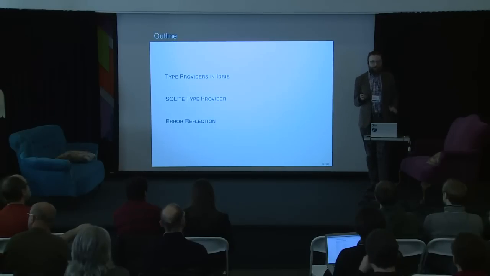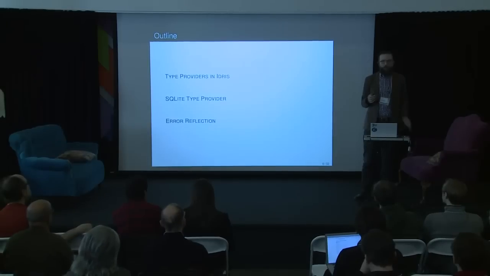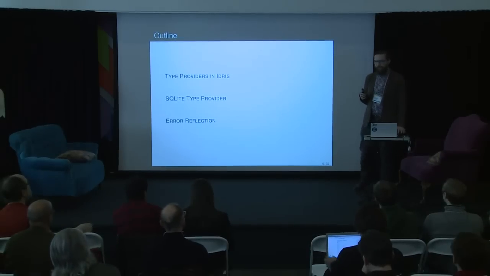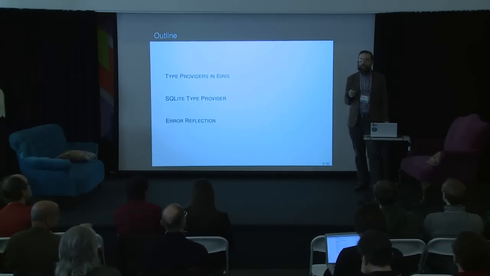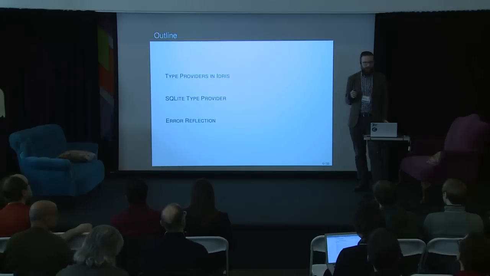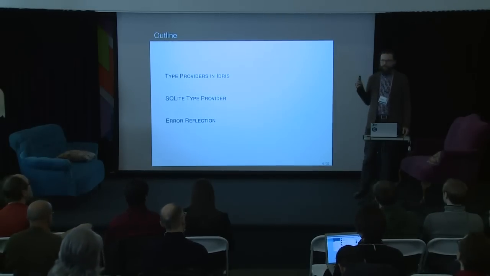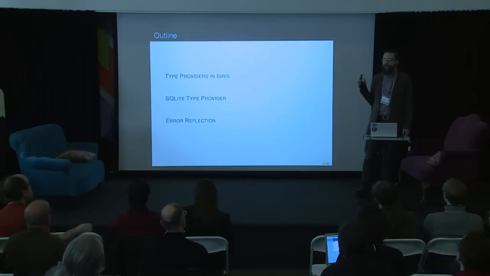So what I'm going to look at now is a way that when you have dependent types, you can relax some of these restrictions and do something that may be a little bit more natural for a functional programmer. I'll show how it works inside of a type provider for SQLite, and then look at this error reflection that I've been hinting at for a while.